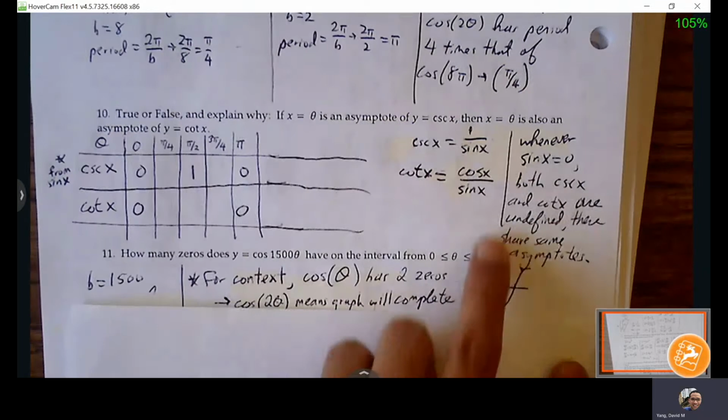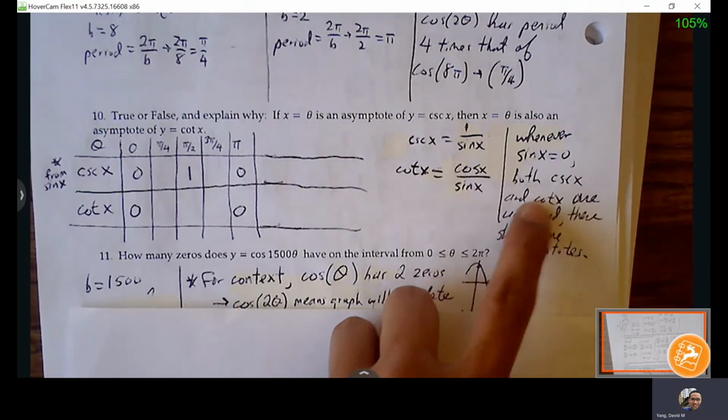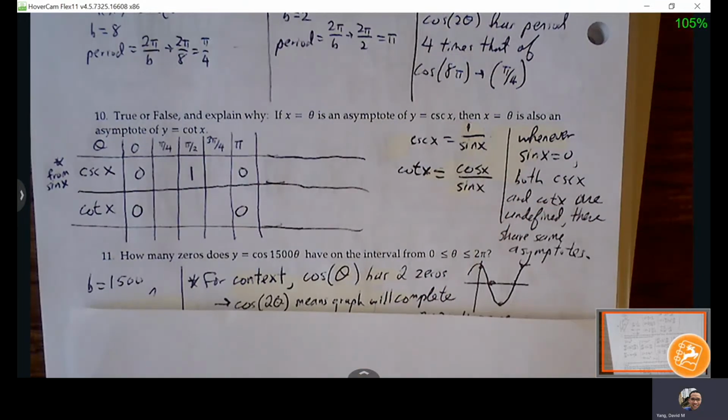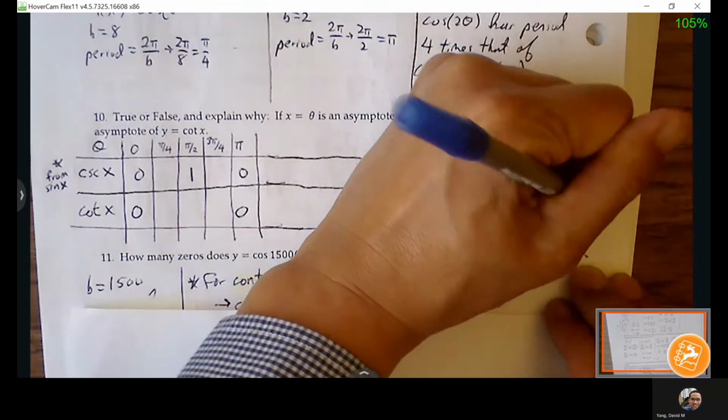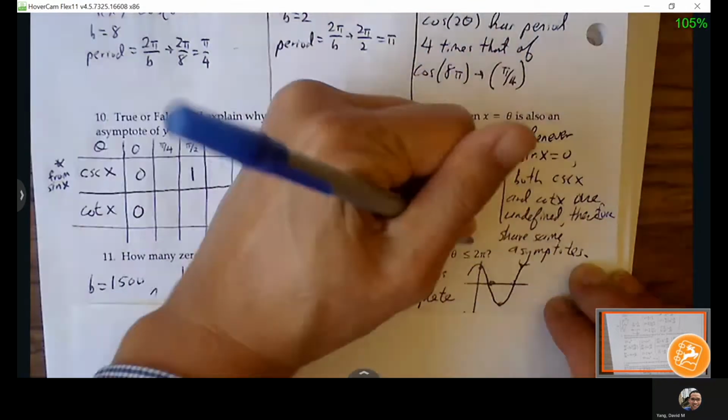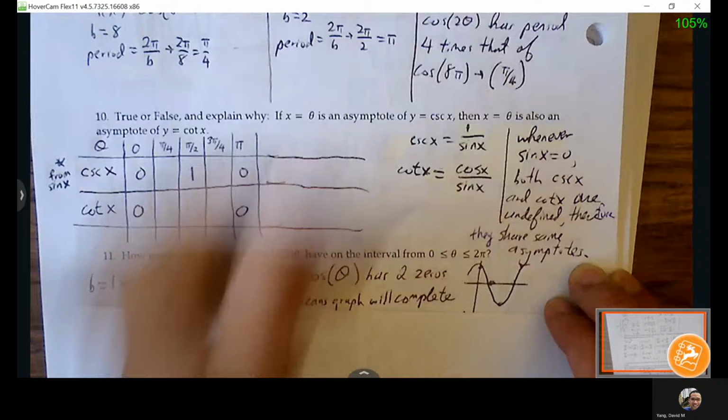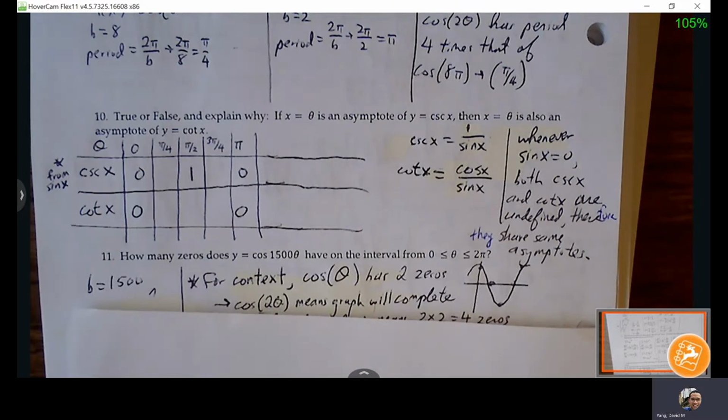So I said that whenever sine of x equals 0, both cosecant and cotangent are undefined, and therefore they share the same asymptotes.